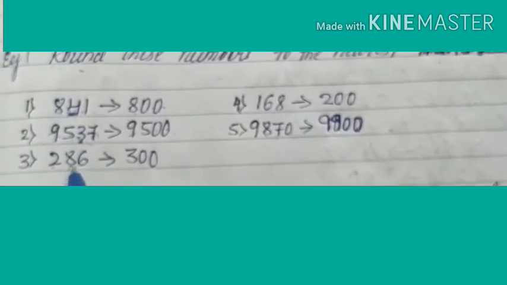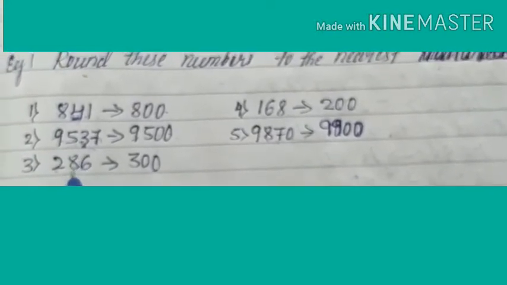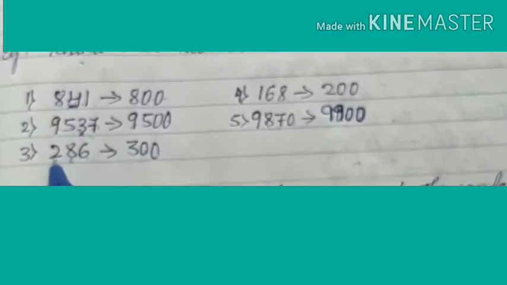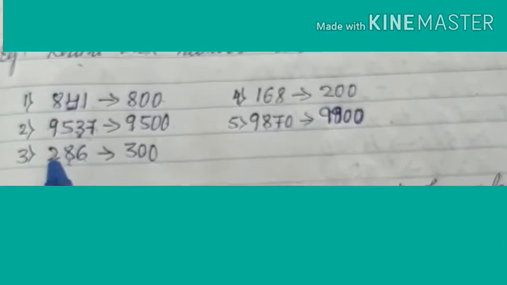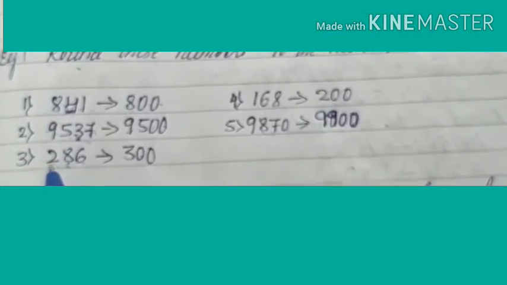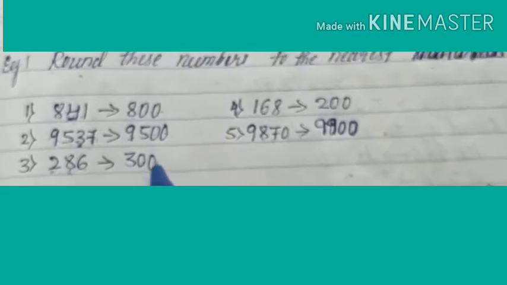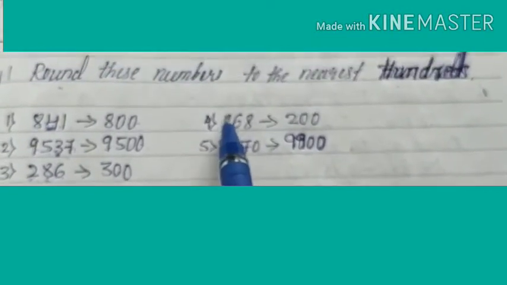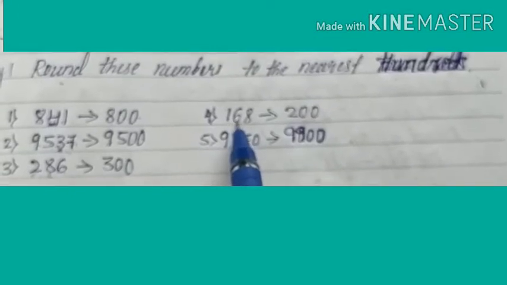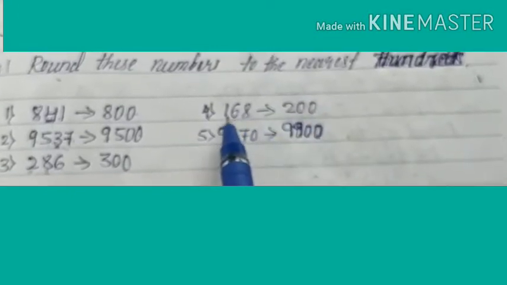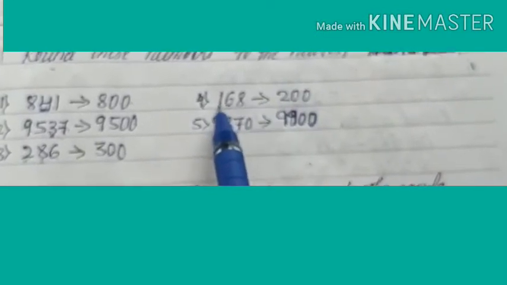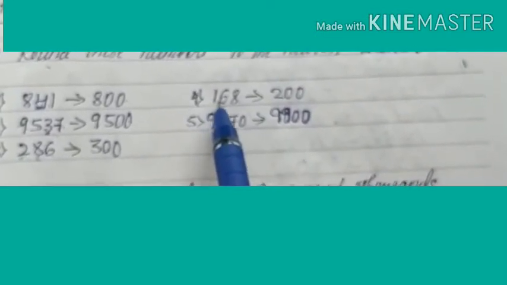Third one is 286. Here the tens place is greater than 5. You have to replace tens and ones by 0 and increase the hundreds digit by 1. The hundreds digit is 2. You increase by 1 means 300. Next, 168. Here the tens place is greater than 5. Replace tens and ones by 0 and increase the hundreds place by 1. So the hundreds digit is 1. You increase by 1 means 2. 200.